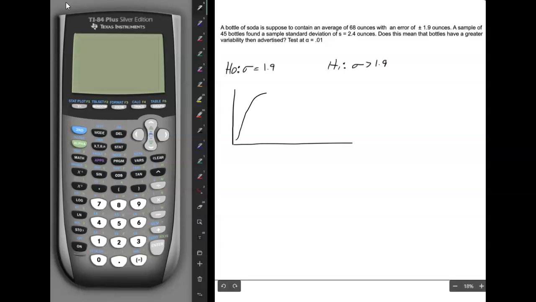We're testing this at alpha equals 0.01. And we have a right tail test because we're testing greater than. So that means that 0.01, that 1%, is going to be on the right-hand side, which puts 99% here. So we're going to use our calculator first to find the critical value, which tells me whether we reject or not reject. So it's always the area to the right, so that would technically be 1% or chi-squared 0.01.